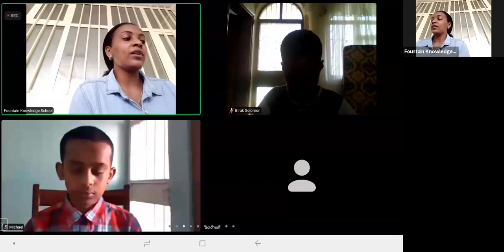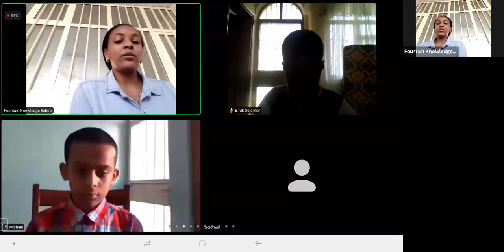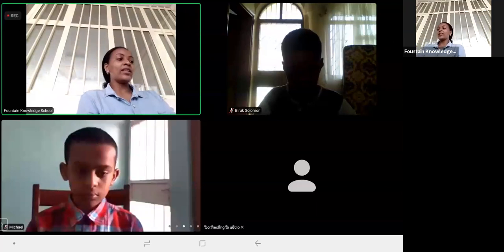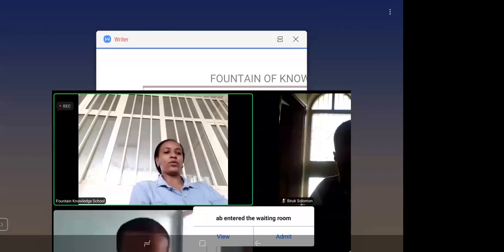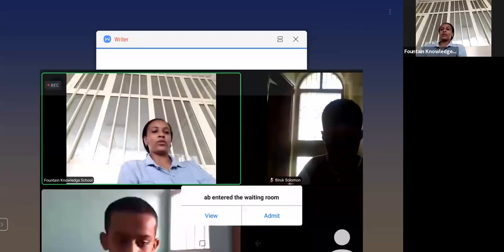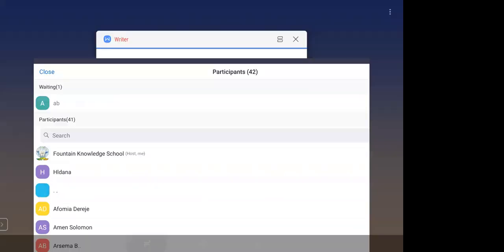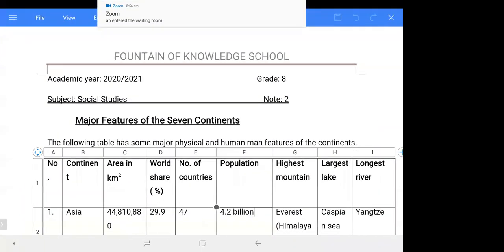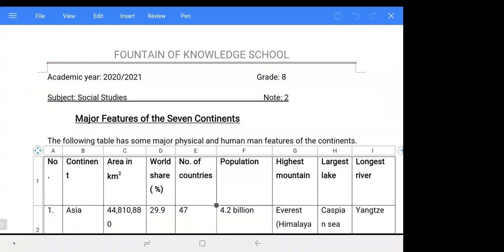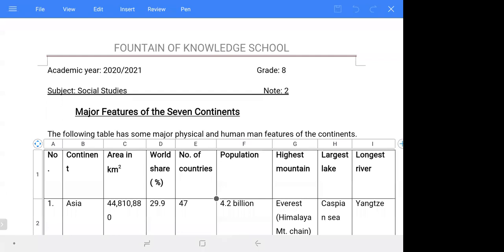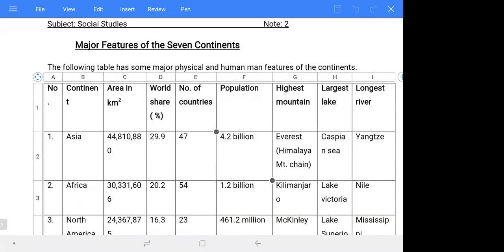Yes. Today we are going to see about the major features of the 7 continents. We have seen them in order from Asia to Australia, yes? Now you can see the 7 continents, together with the physical and the human-made features.